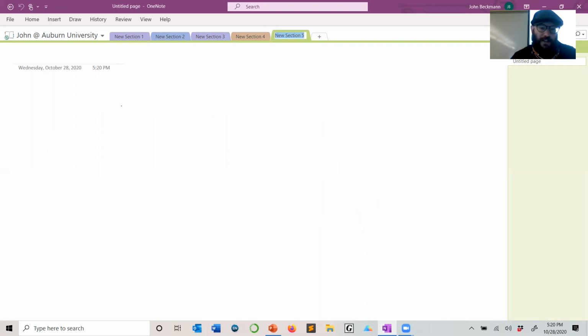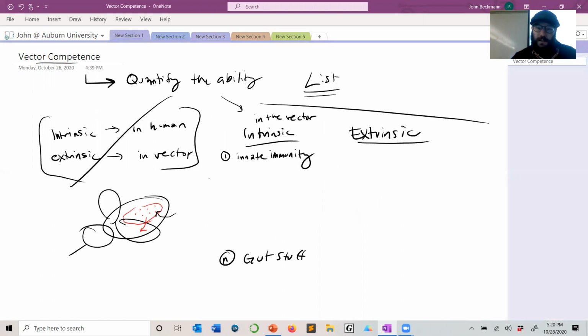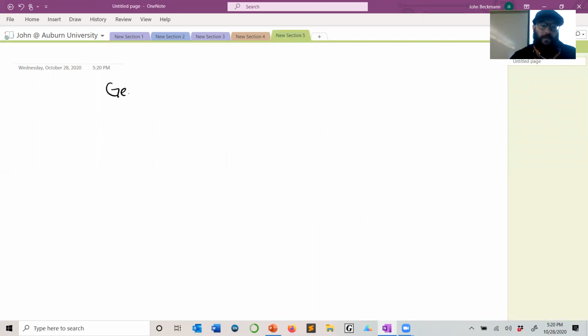So another gist, let's go back to our original list. Things that can be different that affect vector competence. So there can be genetic differences. So let's talk about that. So these would be like SNPs, differences, different alleles in the genomes that actually contribute to differences, okay? We want to know like what these are.